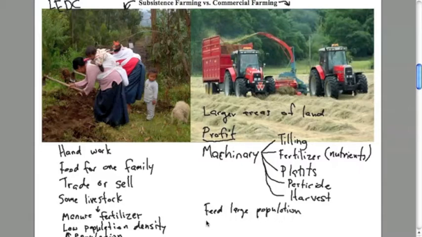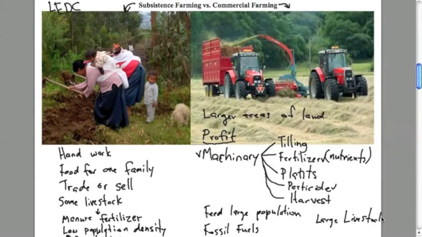And a lot of times they are largely dependent on fossil fuels in order to run operations. Now, commercial farms also could be large livestock farms. And by livestock, we're talking about things like cows or pigs or chickens or other types of livestock that might be raised in order for a commercial profit.